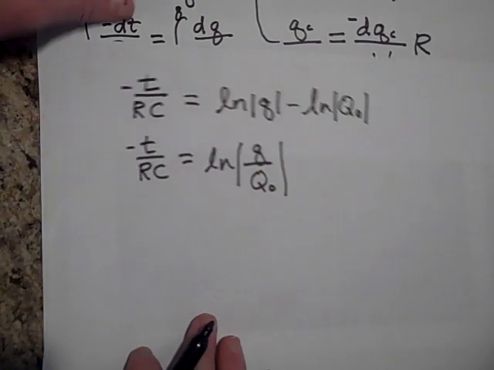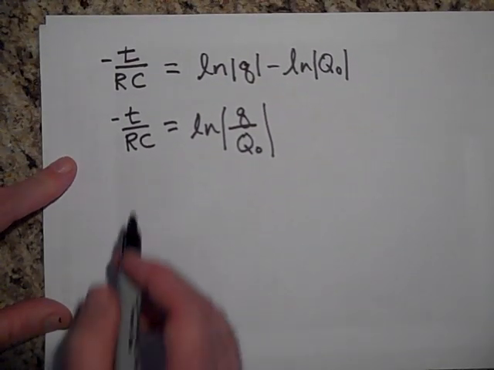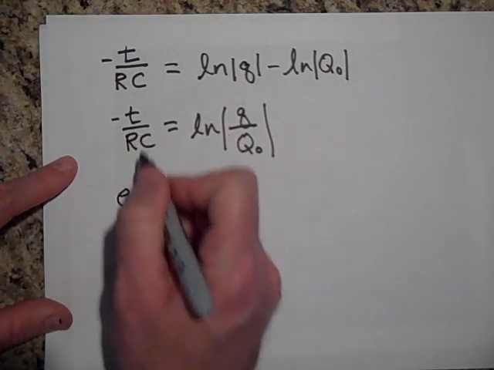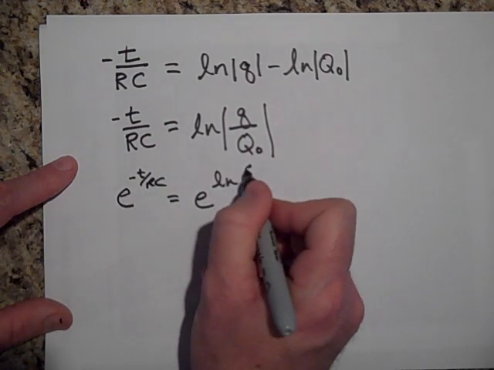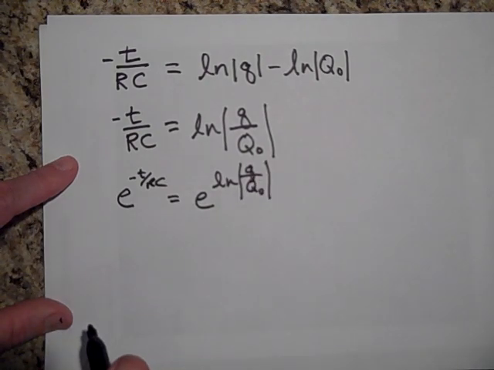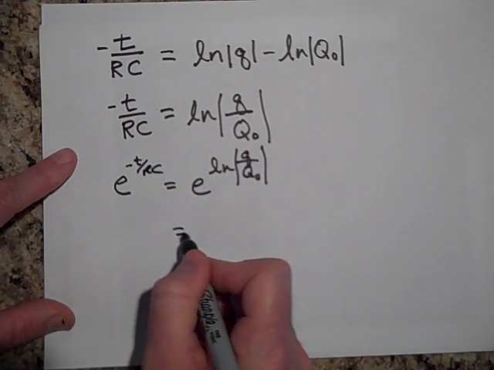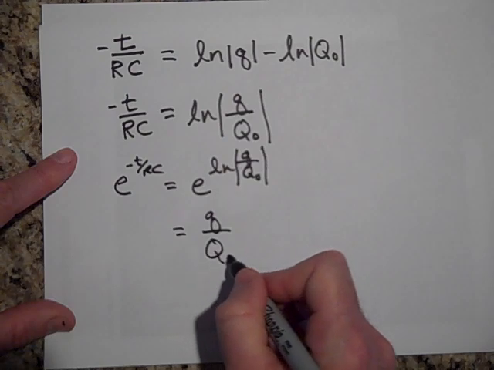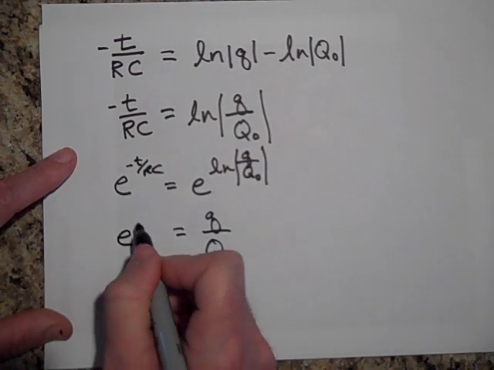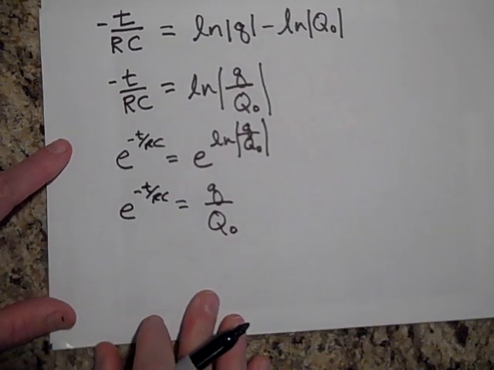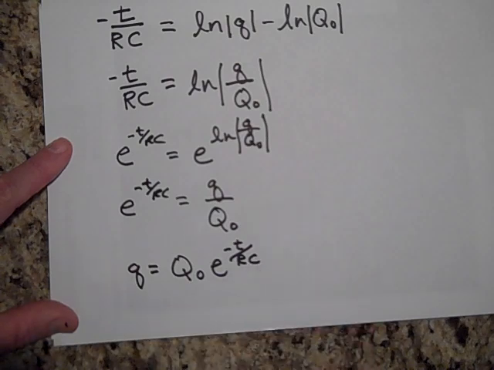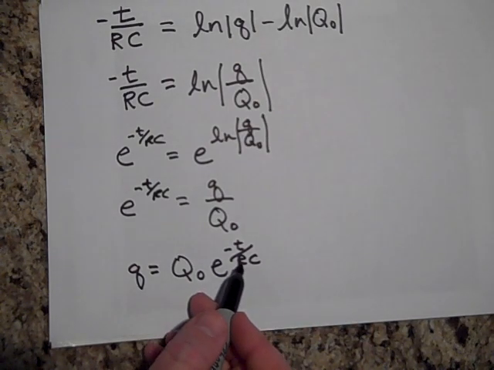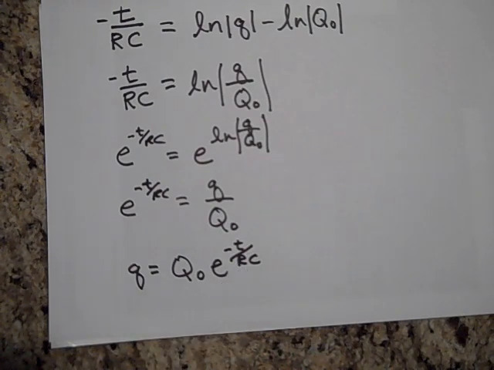All right, we'd like to get little q all alone. Since this is equal to this, then e raised to this has to equal e raised to that. This can be reduced to just q over q naught, and this is going to be e to the negative t over RC. So q is q naught times e to the negative t over RC. By doing that, we were able to get the constant. The constant that I called k in the last video is 1 over RC.